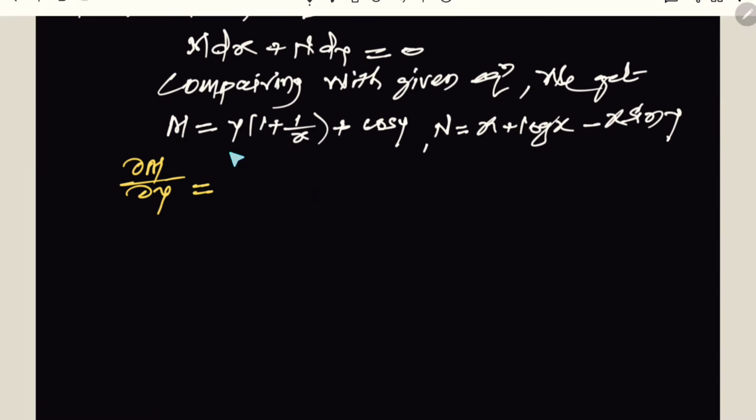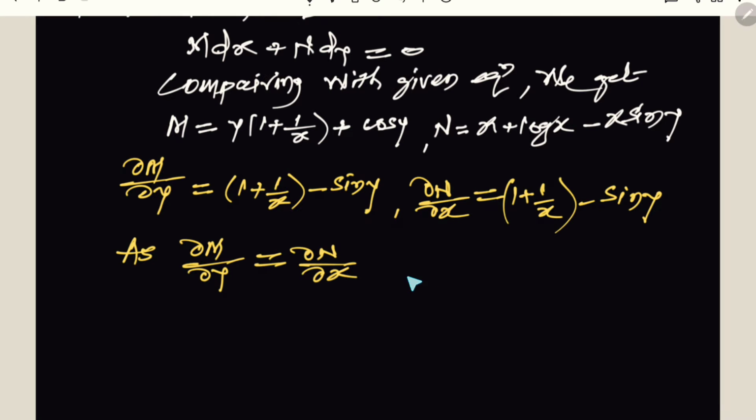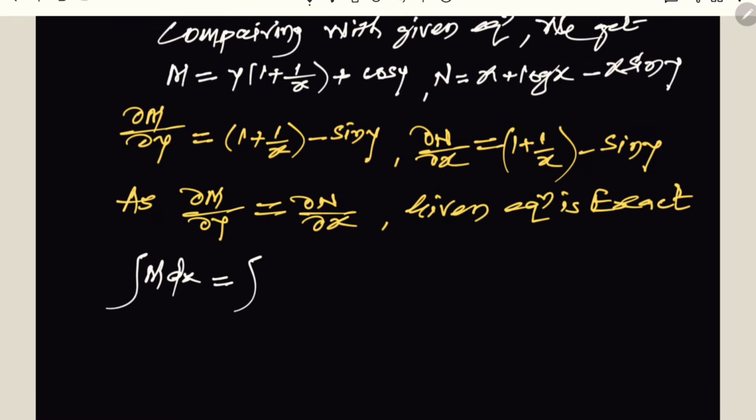Then differentiating M with respect to y, keeping x constant, the derivative of the first term is 1 plus 1 by x and the derivative of cos y is minus sin y. Differentiating N with respect to x partially, keeping y constant, the derivative of x plus log x is 1 plus 1 by x, and minus sin y. These two values are equal, and as they are equal, the given equation is an exact differential equation of the first type. Then we have to obtain the solution by performing these two integrals.